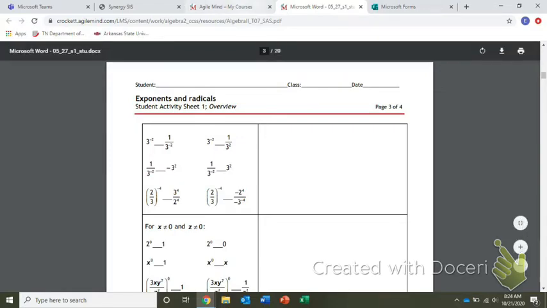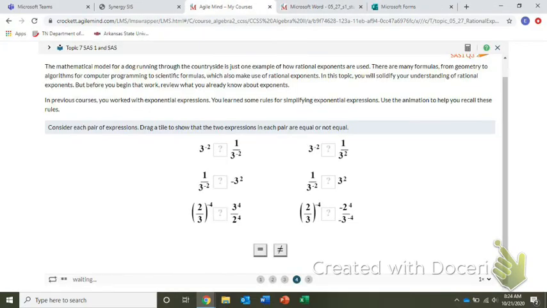So now, if we go to Agile Mind, on this first one, I have a 3 to the negative 2. Remember, I don't like negatives. So it should equal 1 over 3 squared. But is that what this says? Nope.